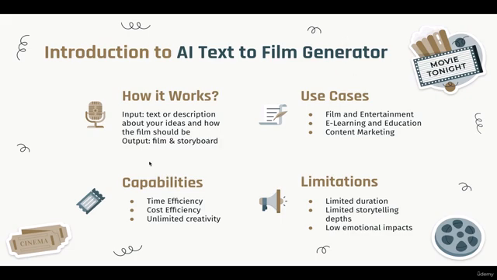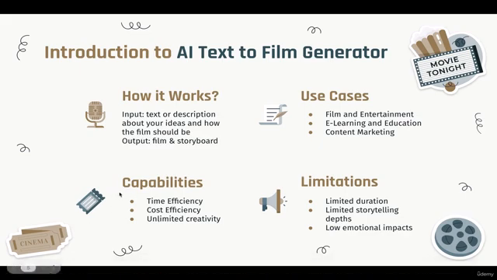Okay, so let's move on to the next one here, unlimited creativity. AI text-to-film generators bring a unique dimension of creativity to filmmaking, guys. They can produce imaginative scenes, visuals, and special effects that might be challenging to achieve manually. AI's ability to explore vast creative possibilities can inspire filmmakers to think outside the box and experiment with unconventional storytelling techniques, right?